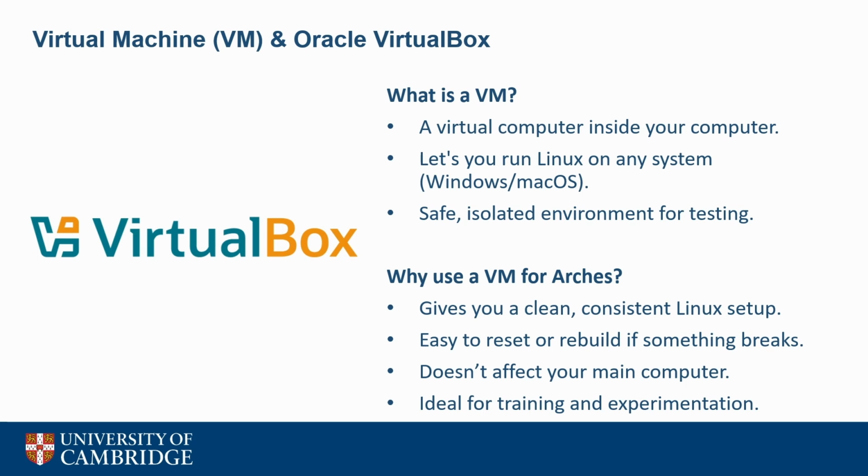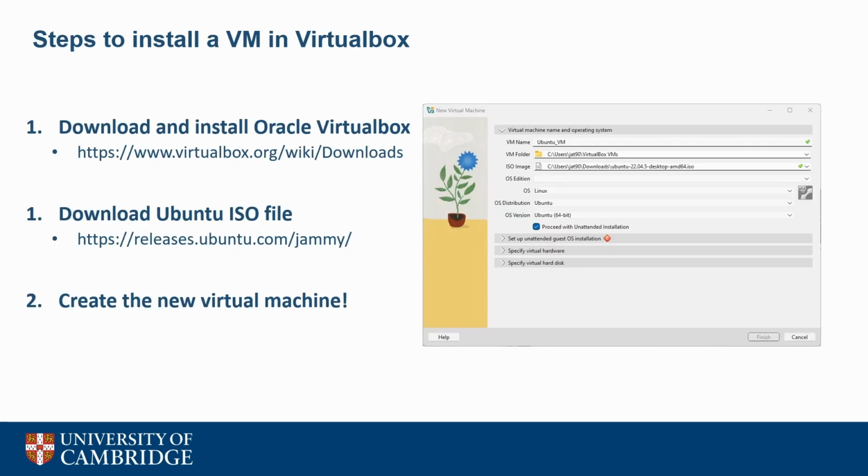For this, I used Oracle VirtualBox because it's free and open source and it works with Windows, which is what I was using. It also works with macOS and Linux. It's one of the simplest tools for running an Ubuntu VM, and it makes it perfect really for learning how to install Arches. To install the VM on VirtualBox, it's very simple. There's basically 3 steps to do this.